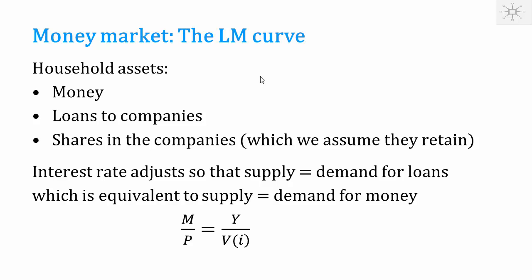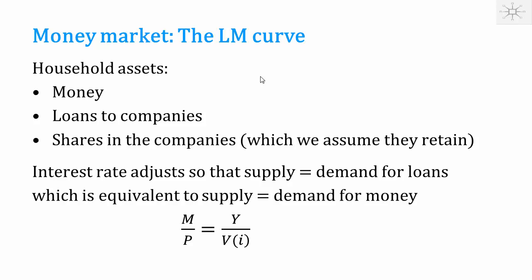But if the household thinks that they have too much cash, too much money in their pockets or wherever they have it, then they will want to lend it to someone. They will say, I don't want to have money that doesn't pay interest. I want to lend this money to a firm to get interest. So in that sense, saying that supply equals demand for loans is the same as saying that the supply of money equals demand. And the equation for that we already have.